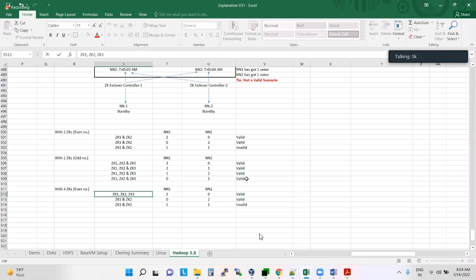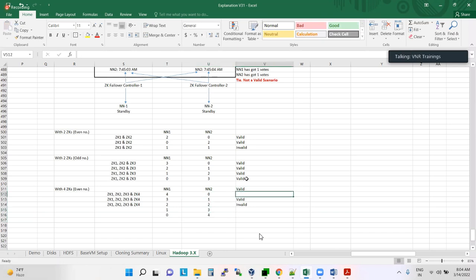Again, there can be a chance of problem. Again, there is a chance to fight. 4-0. Okay. 3-1. Okay. 2-2. Okay. 1-3. 0-4. Okay. So this is valid. This is also valid. So this is invalid. Okay. This is valid. This is valid.